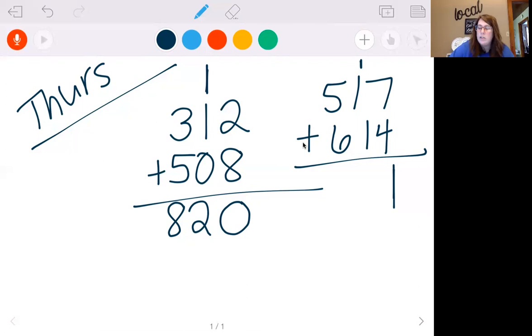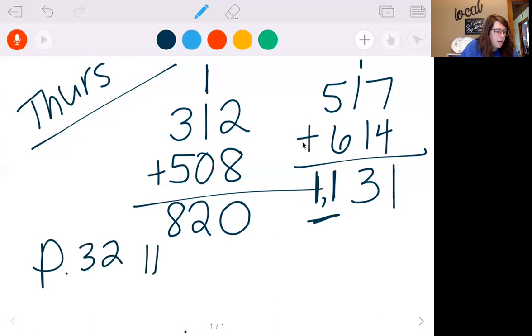1 plus 1 is 2, plus 1 is 3. And then 6 plus 5 is 11. When you get all the way over here, if there's nowhere else to carry your number, you just put it right here. There's nowhere else to carry that 1, so it goes right down here. 1,131.